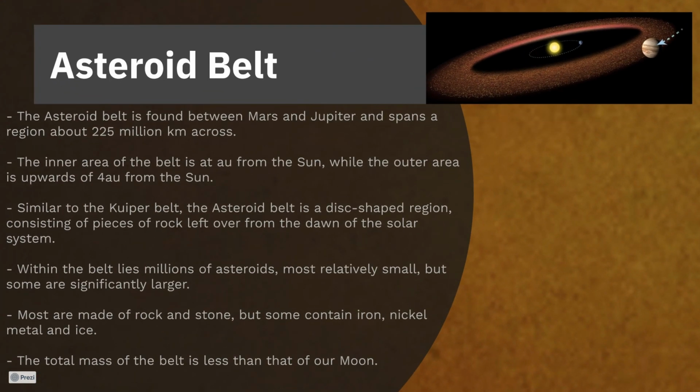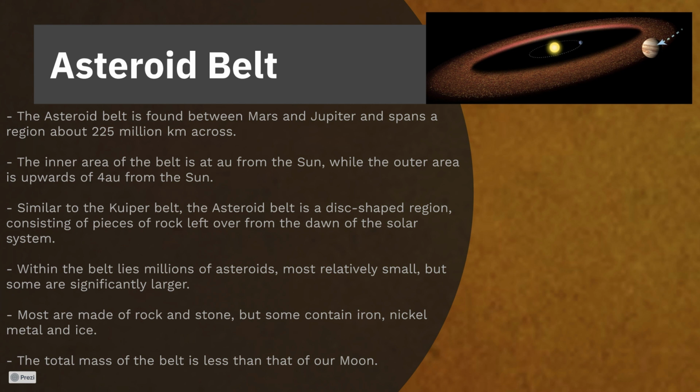The asteroid belt. The main belt lies between Mars and Jupiter and spans a region about 225 million kilometers across. The inner area of the belt is at 2 AU from the sun, while the outer area is upwards of 4 AU from the sun. Similar to the Kuiper belt, the asteroid belt is a disc-shaped region consisting of pieces of rock left over from the dawn of the solar system.